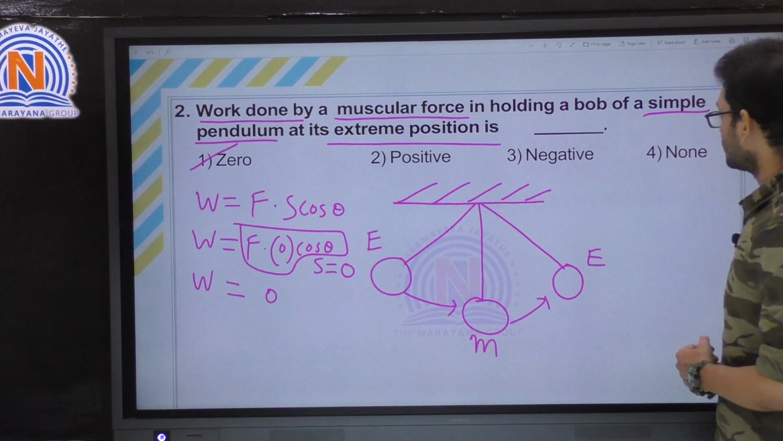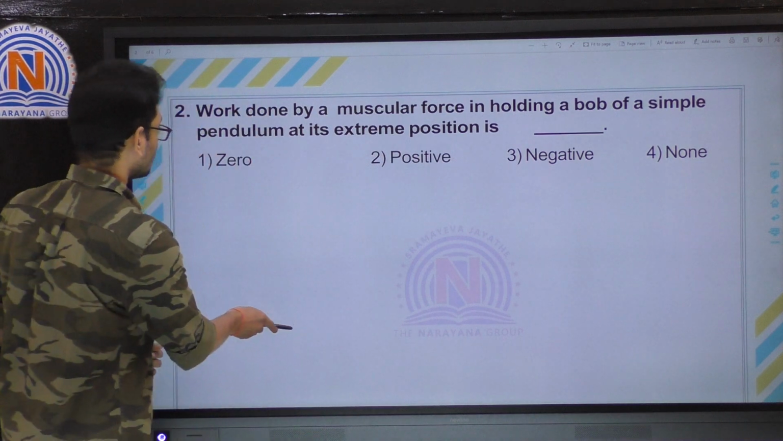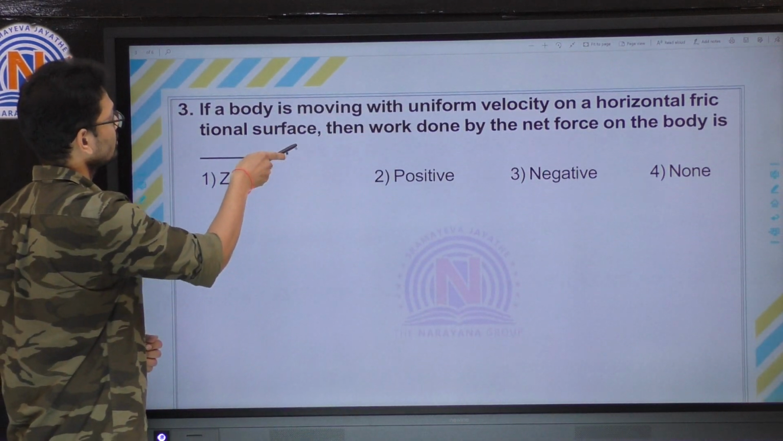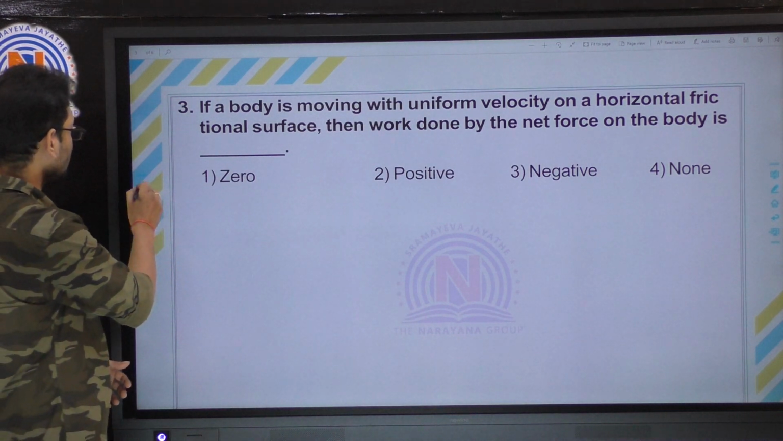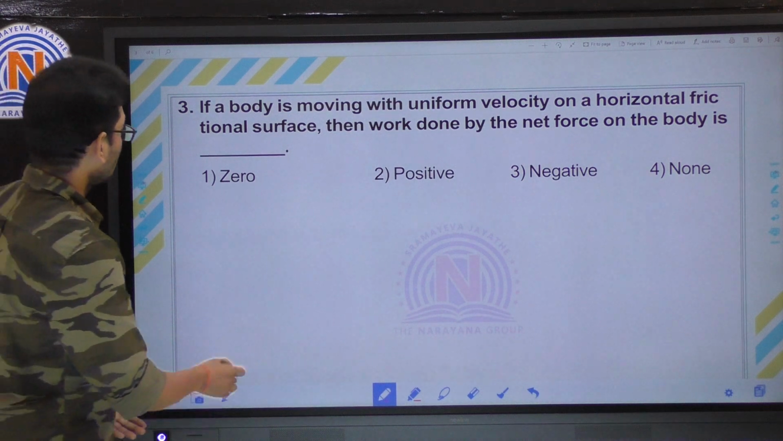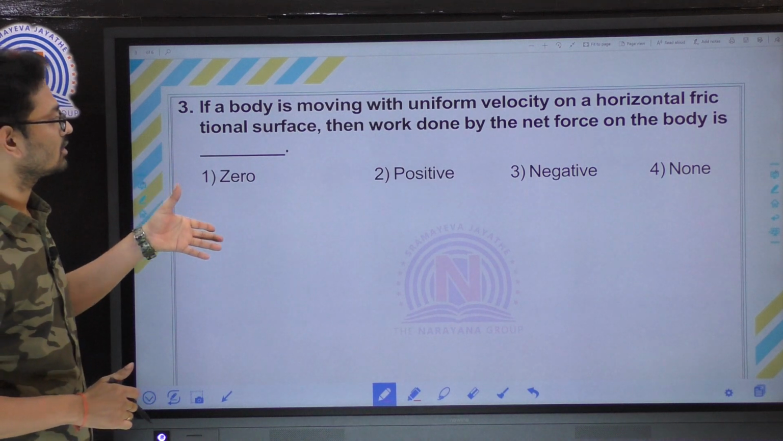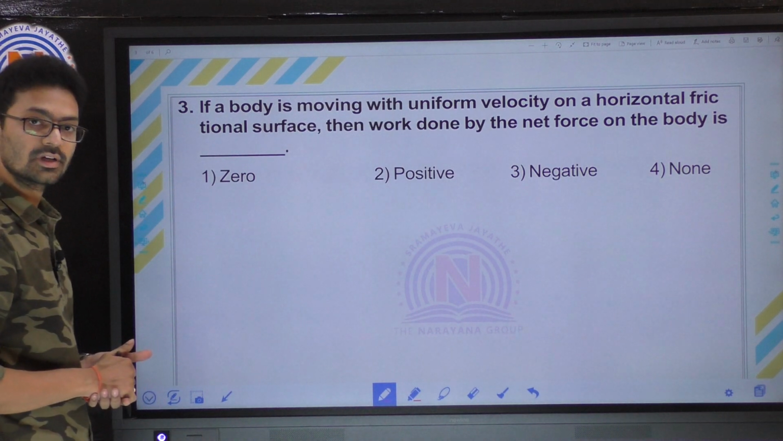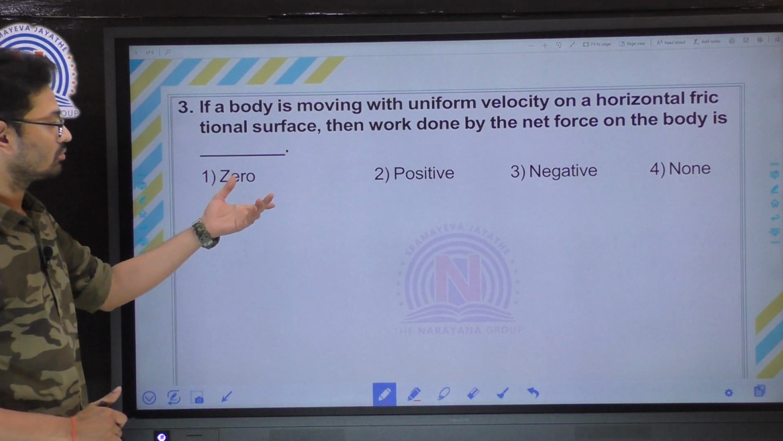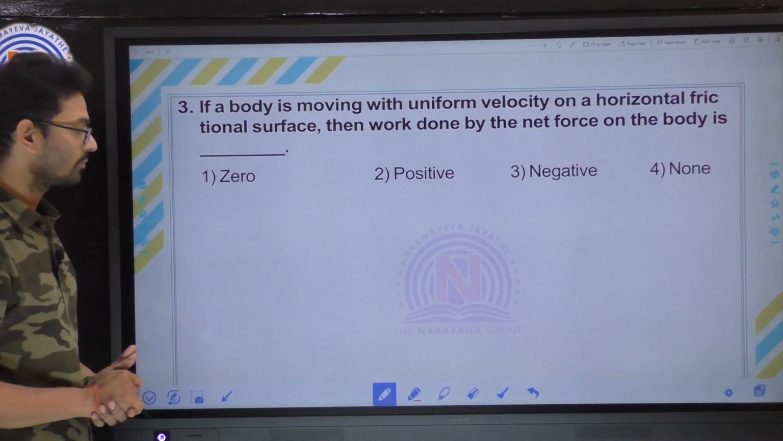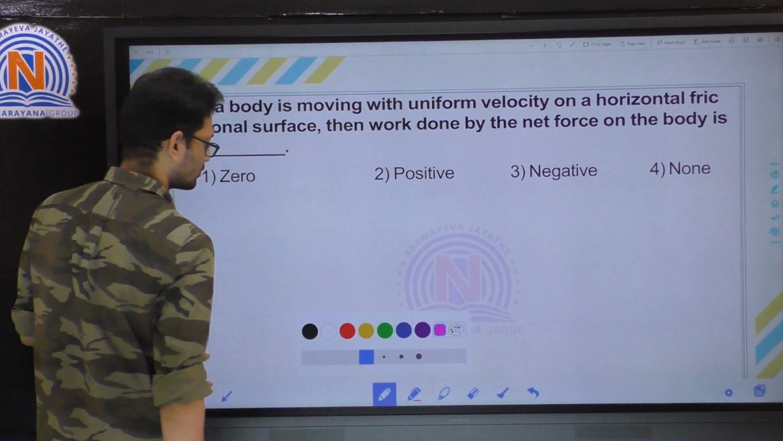Let us go to the third question. Let me read the question for you all. If a body is moving with uniform velocity on a horizontal frictional surface, then work done by the net force on the body is. The options given are 0, positive, negative and none. We will discuss this question also.